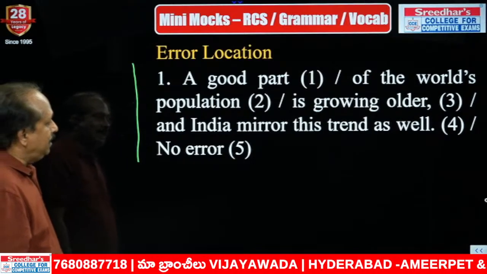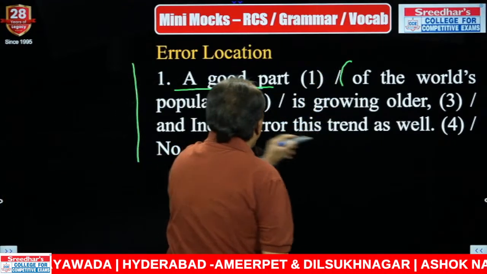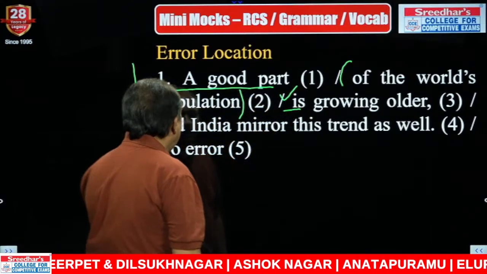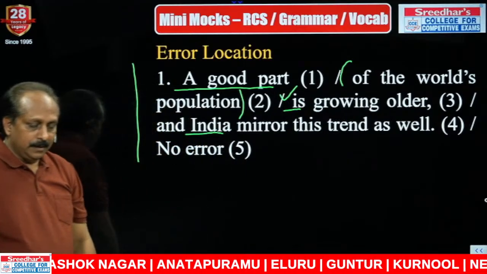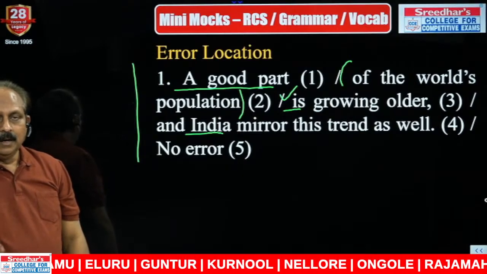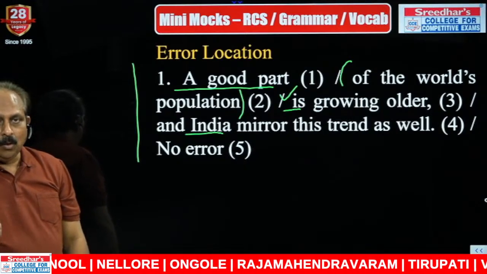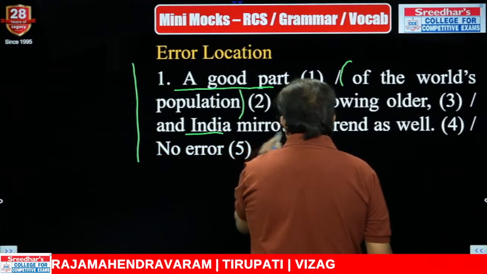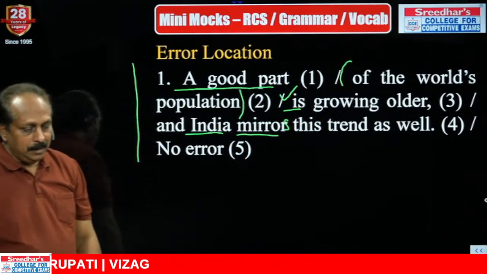A good part of the world's population is growing. A good part: part is singular, this is the subject. Of the world's population, a phrase. Is growing, nothing wrong. And India, here in the second clause, is the subject, third person singular, and the sentence is in affirmative form. Then what does the rule tell? Present tense affirmative, if the subject is third person singular, we should add s or es to the verb. Based on that, it is not mirror. We have to say mirrors.